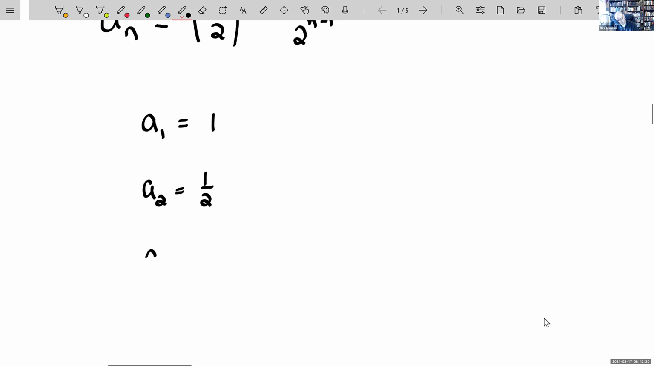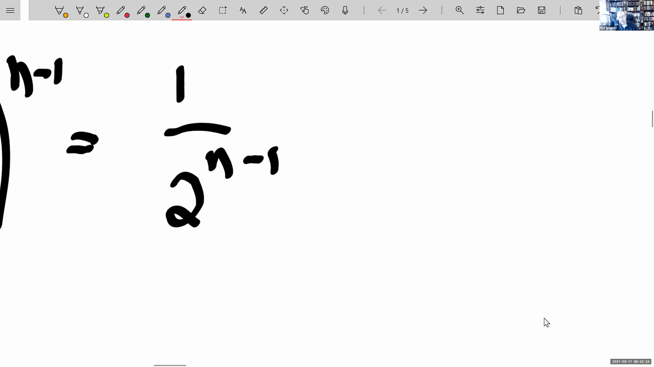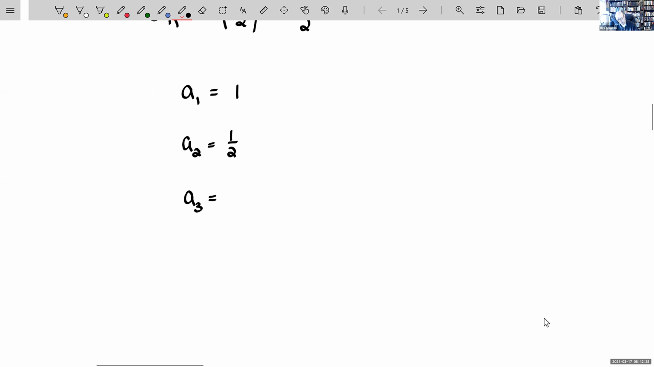A sub 2 is 1/2 to the 2 minus 1, or 1/2. A sub 3 is 1/2 to the 3 minus 1, which is 1/2 squared, which is 1/4. And you get the idea, I hope. A sub 4 is 1/2 to the 3rd, which is 1/8. A sub 5 is 1/2 to the 4th, which is 1/16, and dot, dot, dot. That's the base sequence.